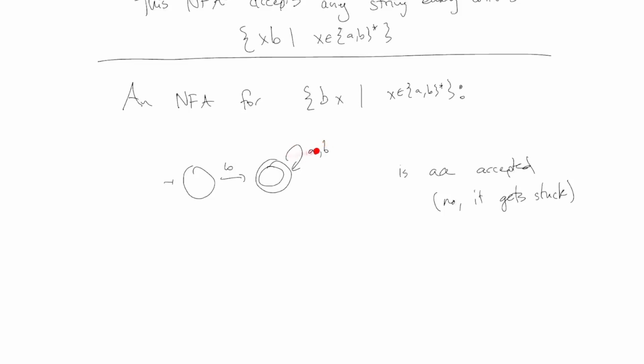His question was, what if I omit this, is it still okay? And the answer is no, because if you omit this, then the only thing accepted will be just B. You're not allowed to do any more stuff because you'll get stuck after that. All right?